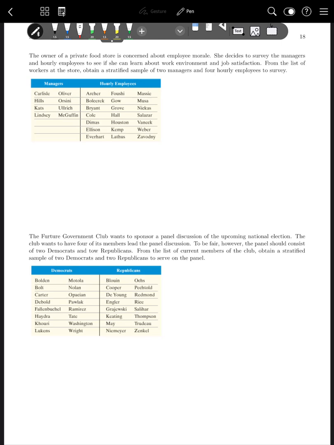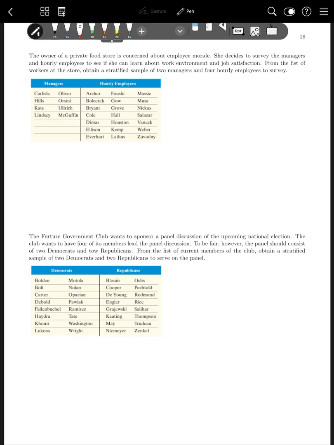So the reason you might want to use a stratified sample in a situation like this is the managers and hourly employees probably have different opinions about workplace morale. And if you want to make sure that you hear from all of them, you want to use a sampling technique that makes sure you get people in the sample who are managers and people in the sample who are hourly employees. If you don't do that, it's very possible that all of the people in your sample could be one or the other.